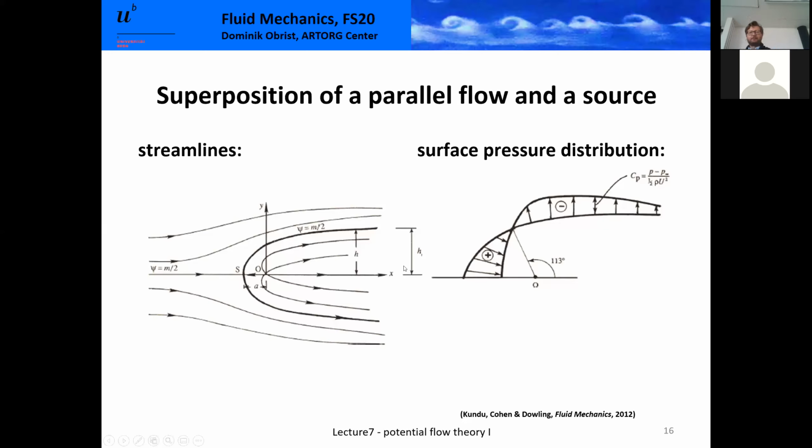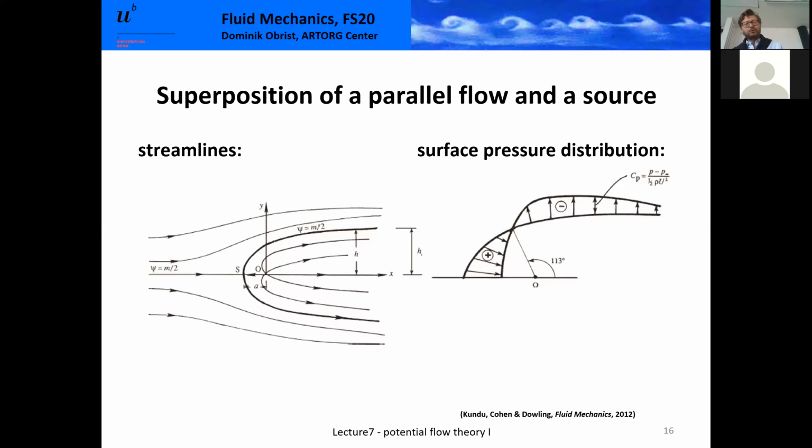So this is just one example of what you can do, maybe the easiest example. Taking the potential for parallel flow and adding to it the potential for a source. And you get this body. Now, if you follow these streamlines and go a bit further to the right on this sketch, you will see that these streamlines just open up more and more and more. So this leading edge body is infinitely large in the downstream direction, which is not that useful, because most objects, in reality, are finite size objects.